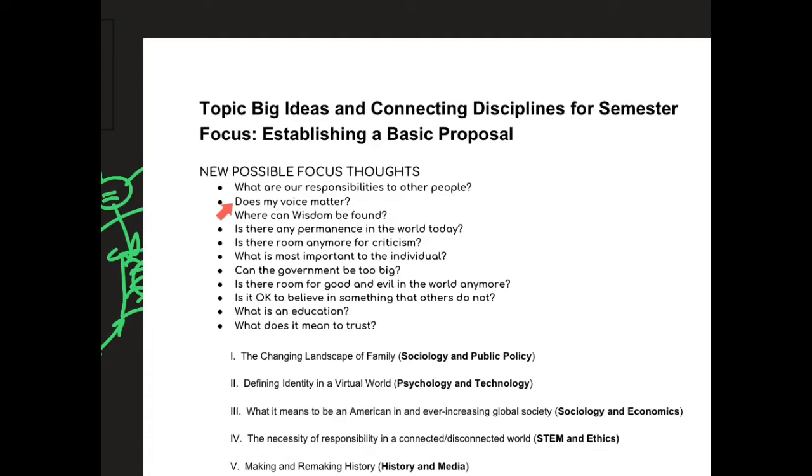So for example, if you look at the second question, does my voice matter? One of the things it could lead you to would be the social justice issues that erupted in the springtime, but have seemed to be simmering for quite some time. We could look at the role of media in that. We could look at the role of social media and how students and individuals have engaged to try to make that voice matter to someone somewhere somehow. So it's an important question.